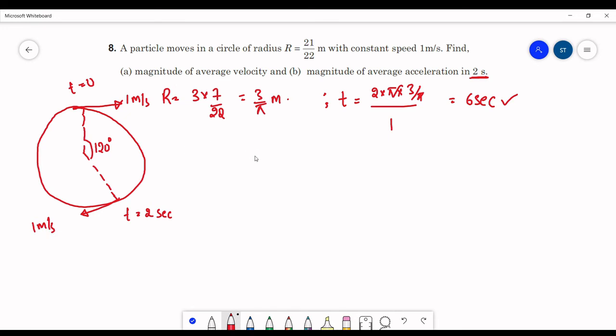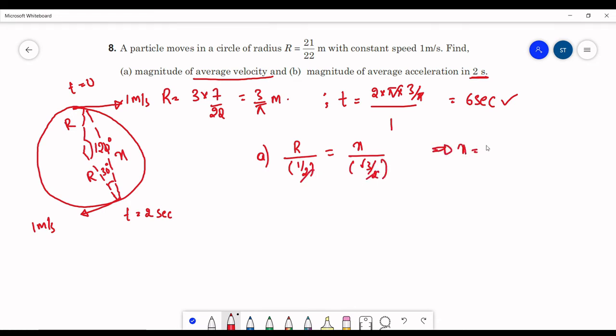So first part, we have to find the average velocity. For finding average velocity, first let us find the displacement. This is our displacement. Let us take this as x. This is r. This is also equal to r. This angle will be 30 degrees. Now if we apply the sine rule in this triangle, we can write r upon sine 30 equals x upon sine 120. So here we can say the displacement of the particle x will be root 3 r.